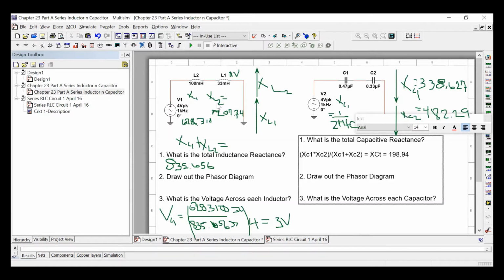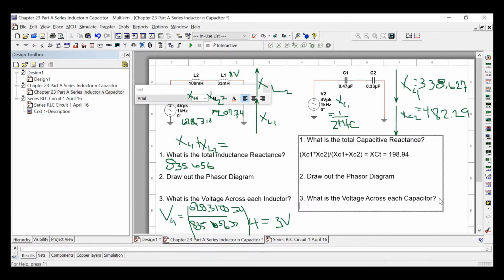All right, so this top part is already done. This top is the phasor diagrams. So that's done. Voltage across the capacitor. I'm just going to use the voltage divider rule again, and put in what voltage across. I'm just going to do X of C1 divided into X of C total, times V total.